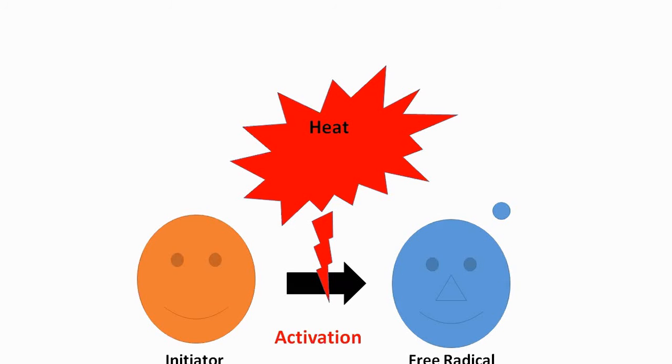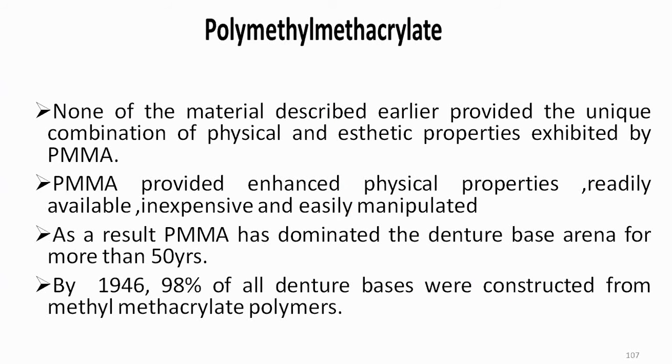Heat cure acrylic resin, how does it get activated? See, there is an initiator called benzoyl peroxide, which gets activated with the help of heat. Heat is an activator, and it breaks down the initiator into free radicals. This is the mechanism which we already discussed.